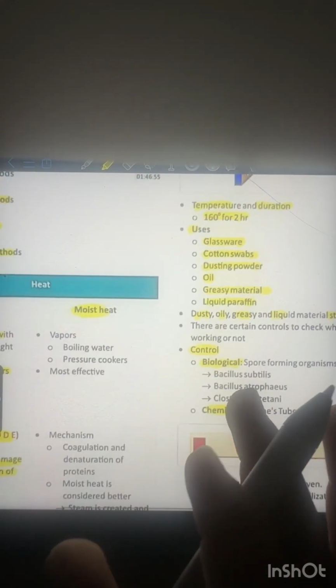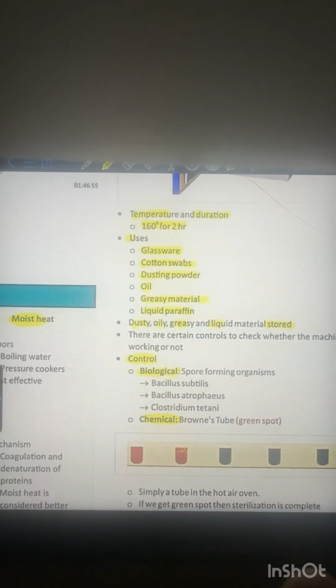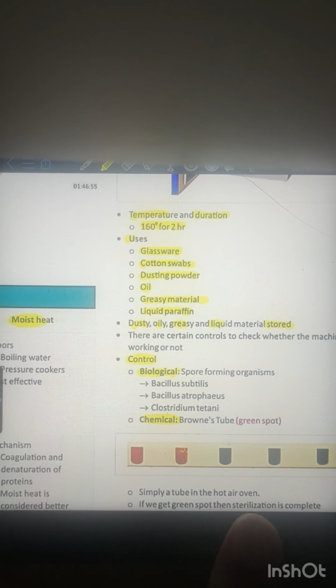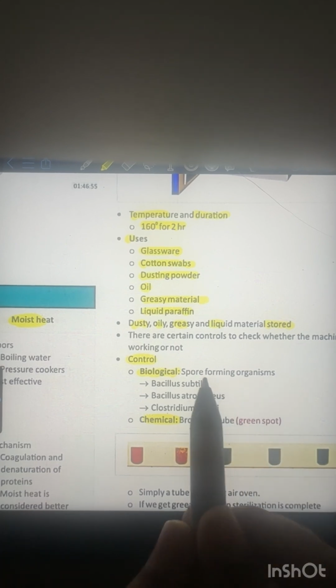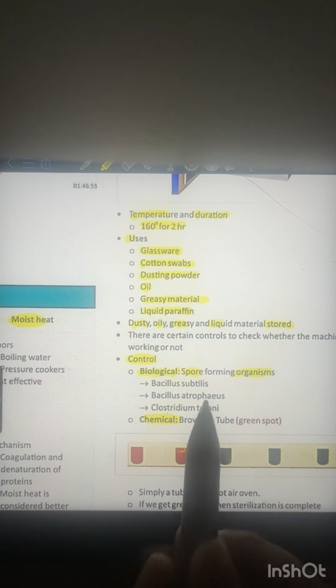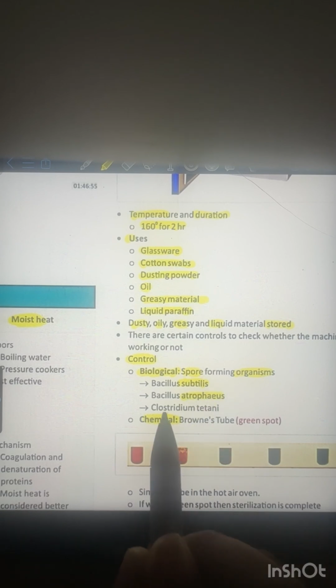Either you can use a bacillus species or a clostridium species. Any reason why am I either using bacillus or clostridium? Because these are the spore-forming organisms. I know from my previous lectures that spores are very, very difficult to kill. So if you can kill these, it means the method is very, very good. You should be able to kill these, and then your methodology is very good.